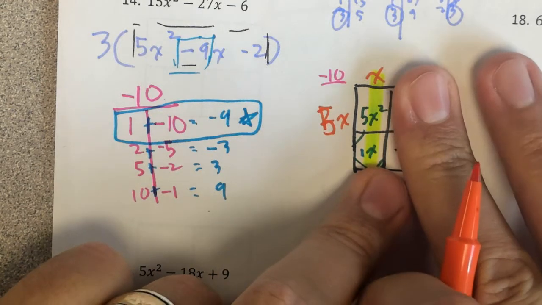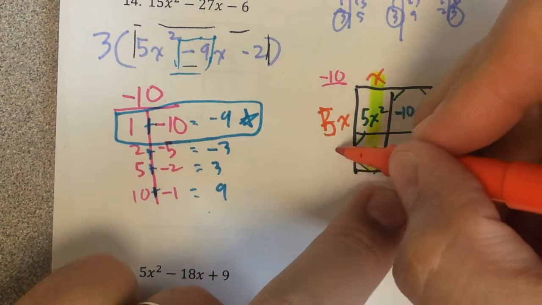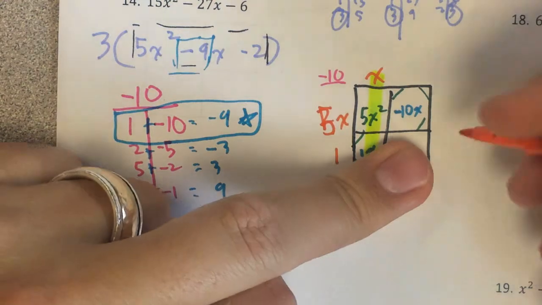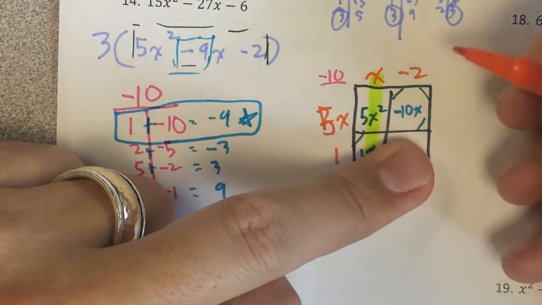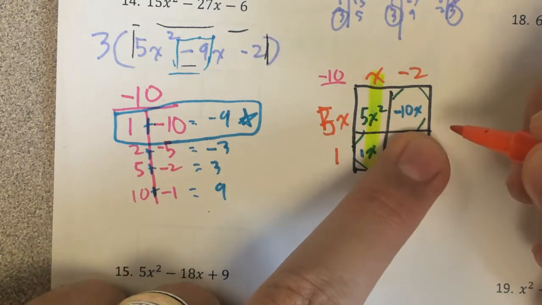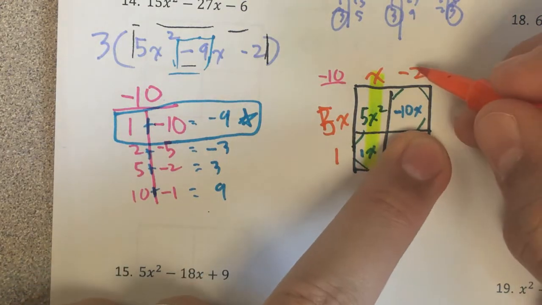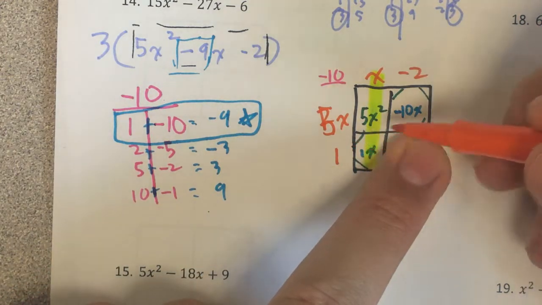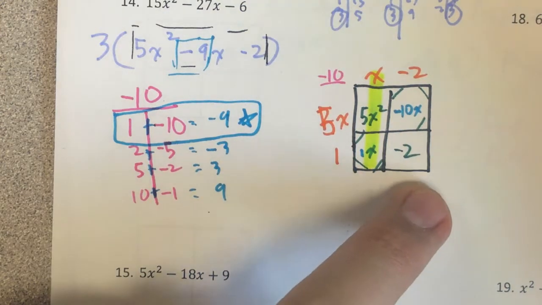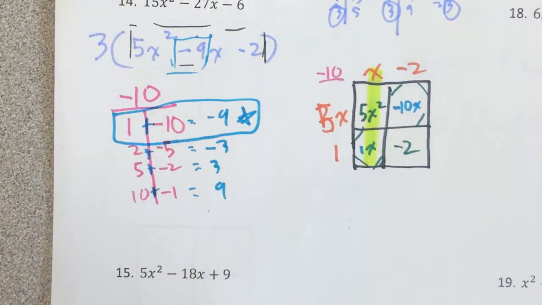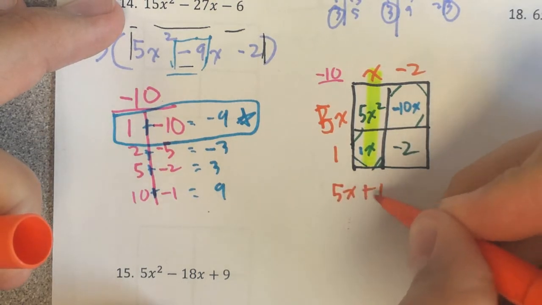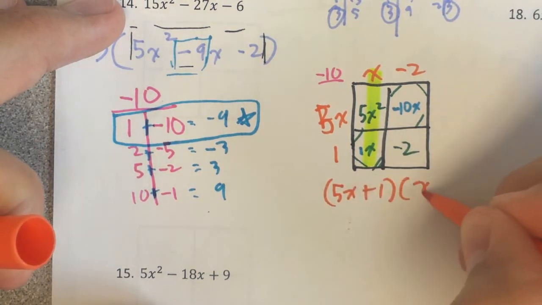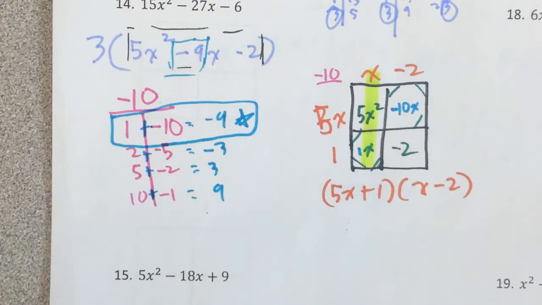Now, what do I need to multiply there to get 1x? Well, 1. And up here, how do I get negative 10x? It needs to be negative 2. And at the very end of my last box, I check it. Negative 2 times 1 should be negative 2, and we have negative 2. So my factors now are 5x plus 1 and x minus 2.